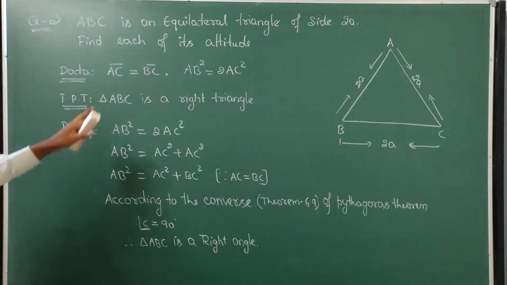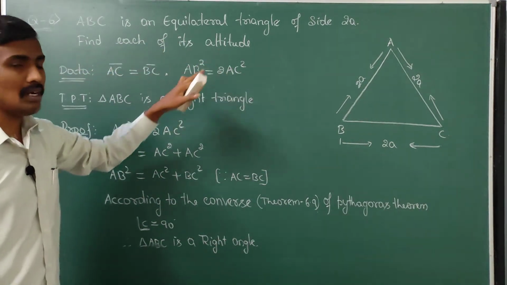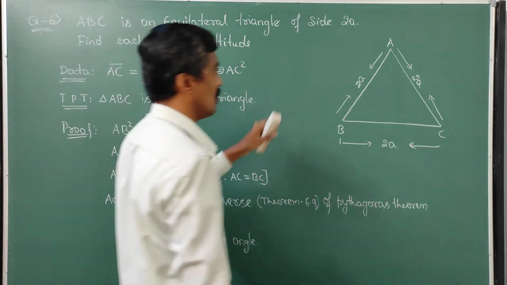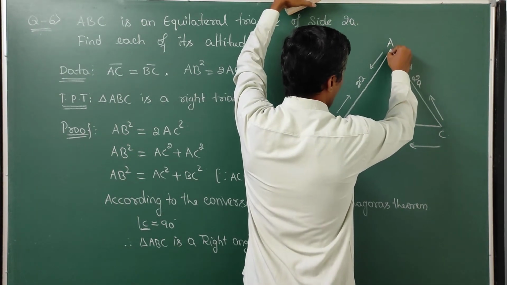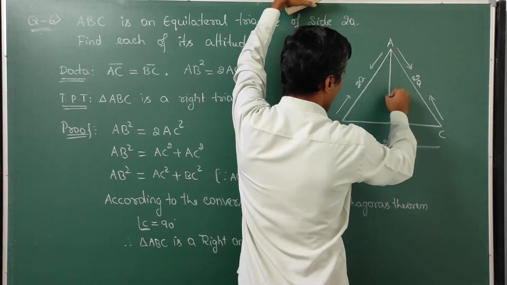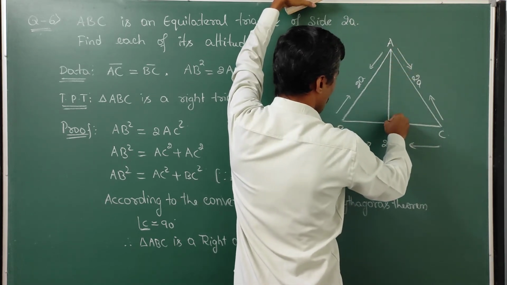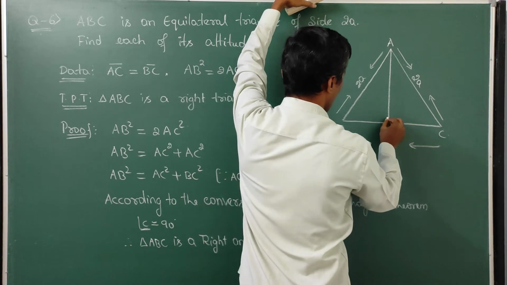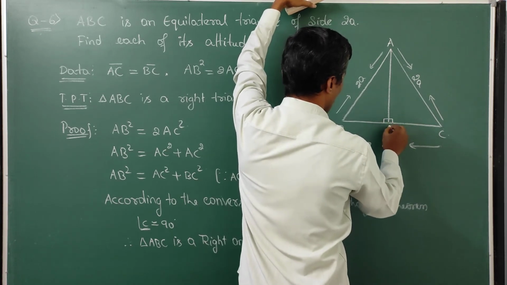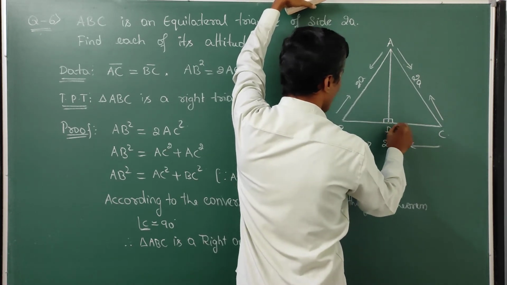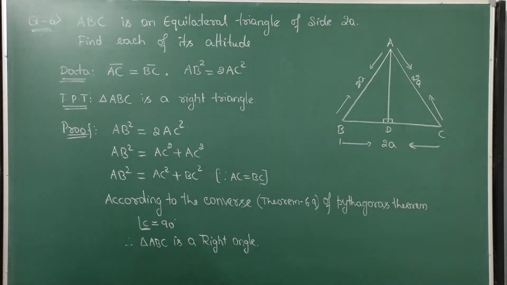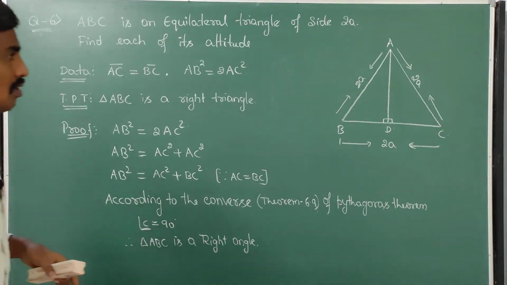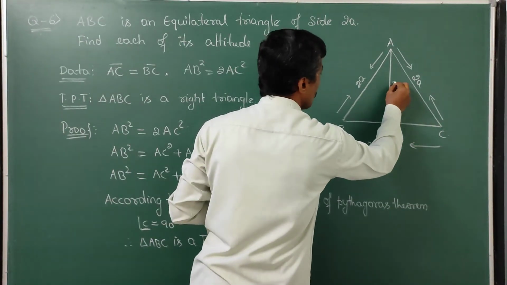But we have to find the length of the altitude. So let me draw an altitude. Altitude means the perpendicular drawn from a vertex A to its opposite side BC. So I will take it as AD. AD is the altitude. It is drawn from A to its opposite side BC. So now we have to find the length of AD.